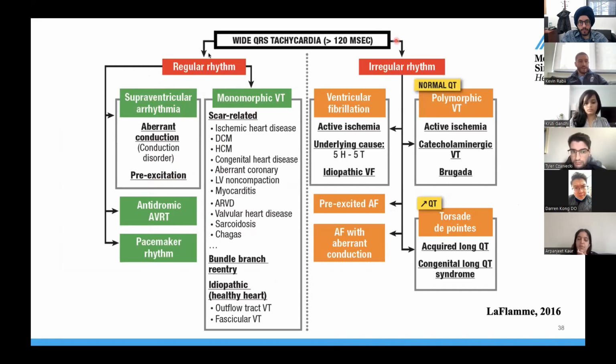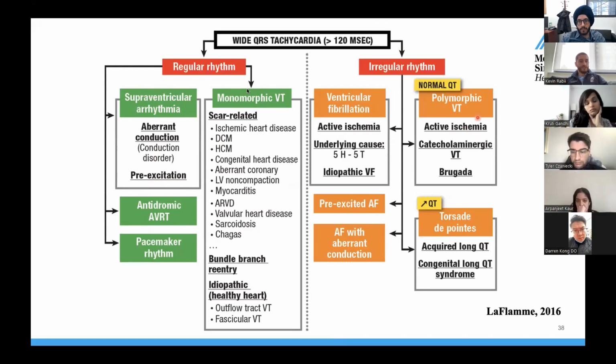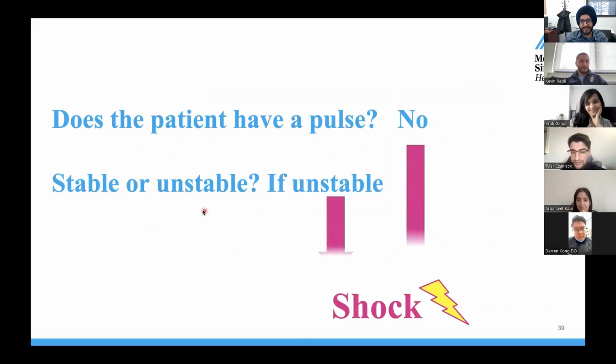And on the other side of the algorithm, we have irregular rhythms such as VF, AFib with pre-excitation, which is WPW, or any aberrant conduction, and polymorphic VT, which comes in 2 flavors with either normal QT or long QT. So if anyone's overwhelmed yet, always fall back on the basics. So just always remember this if you remember nothing else.